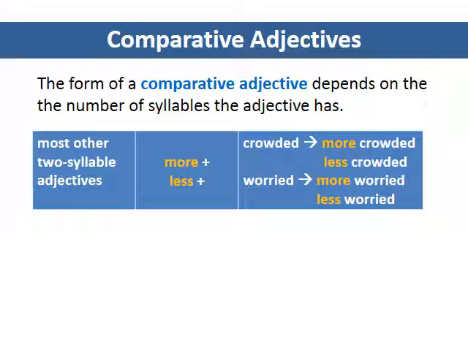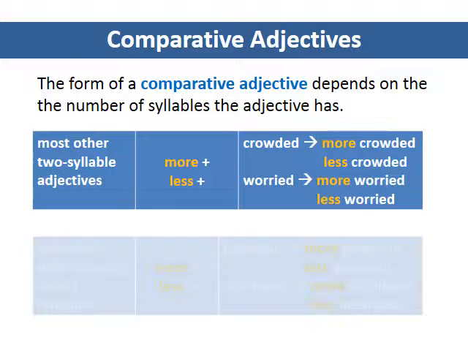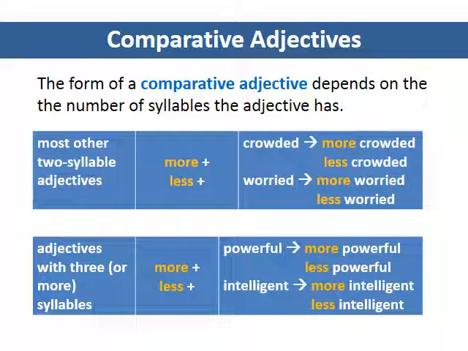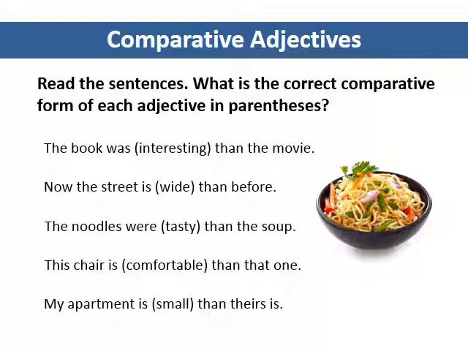For most other two-syllable adjectives, which do not end in y, we simply use more or less before the base form. Examples are crowded and worried. For all adjectives that have three or more syllables, we use more or less plus the base form of the adjective to make comparisons. Examples are powerful and intelligent. Read the sentences. What is the correct comparative form of each adjective in parentheses?